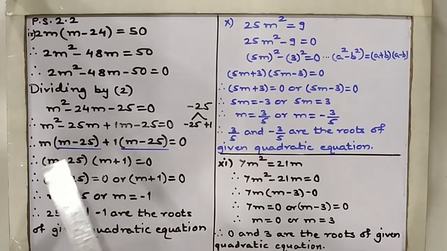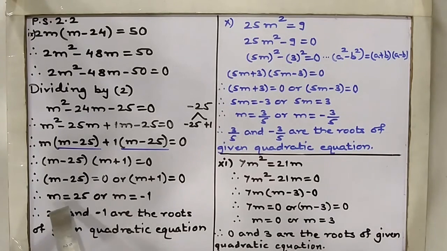So minus 25 को right में shift करेंगे, so you get m is equal to 25, or in this case you will shift plus 1 on the right hand side and you get m is equal to minus 1. Okay, so we get two solutions over here, that is m is equal to 25 or m is equal to minus 1. So therefore 25 and minus 1 are the roots of given quadratic equation.